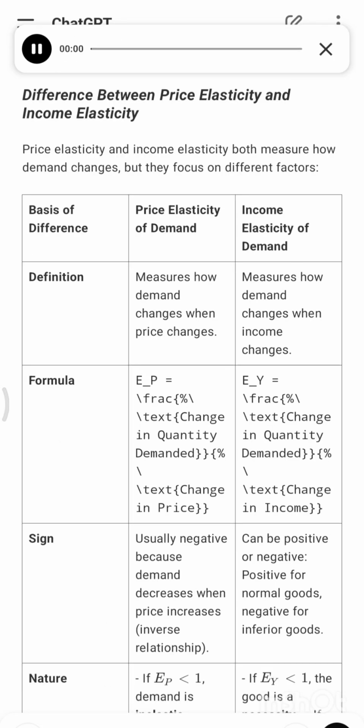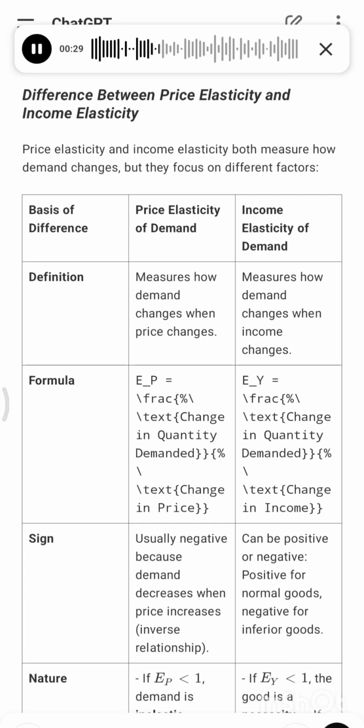Difference between price elasticity and income elasticity. Price elasticity and income elasticity both measure how demand changes, but they focus on different factors. Basis of difference: price elasticity of demand, income elasticity of demand. Definition: measures how demand changes when price changes, measures how demand changes when income changes.